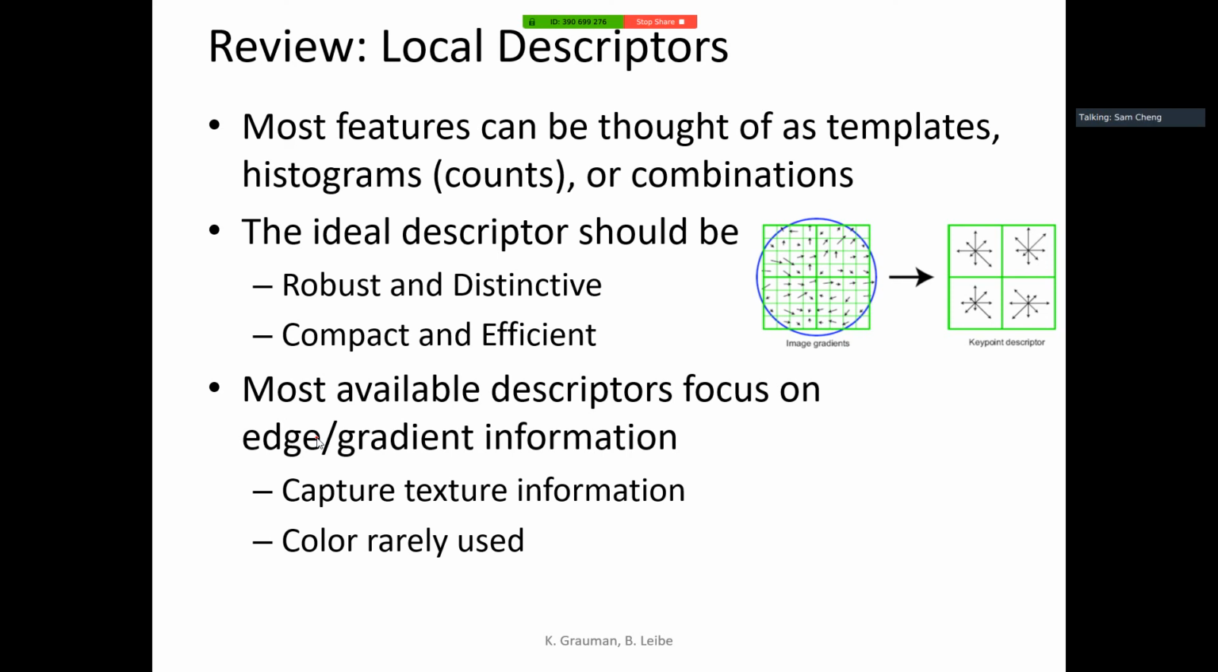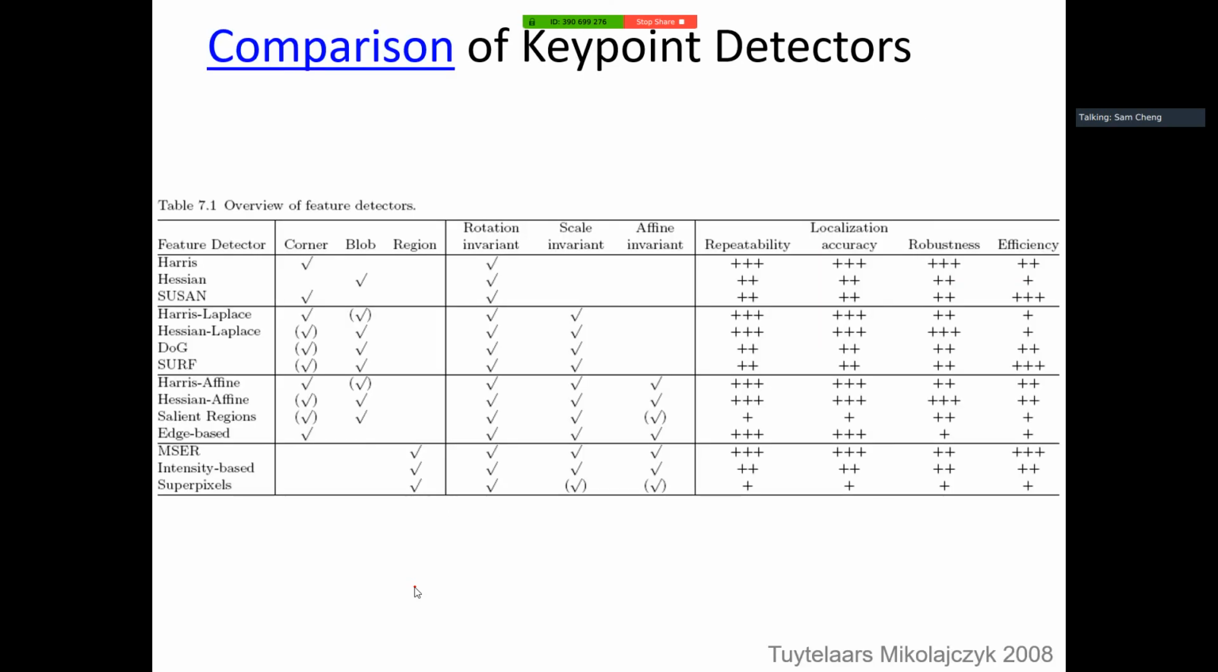Actually, what we just mentioned, most of these descriptors usually do not use color because it's hard to control color. If you change the lighting, it can change. So typically we would change to grayscale.